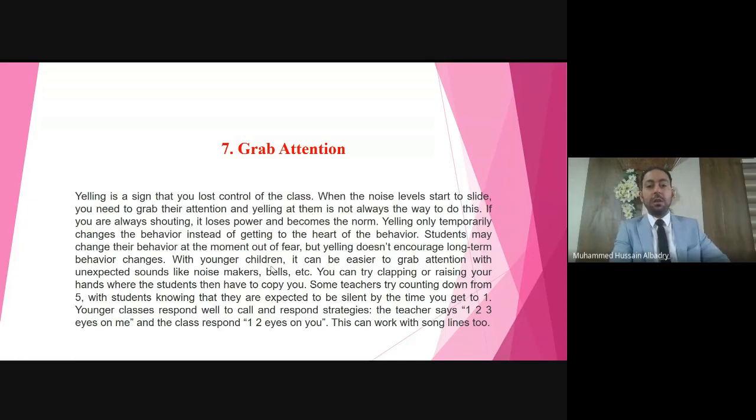With younger children, it can be easier to grab attention. How to grab attention with unexpected sounds, for example, noise makers, bells. You can use a clap and look at them. Clapping. Raising your hands. Okay, raising your hands. Students will copy you.